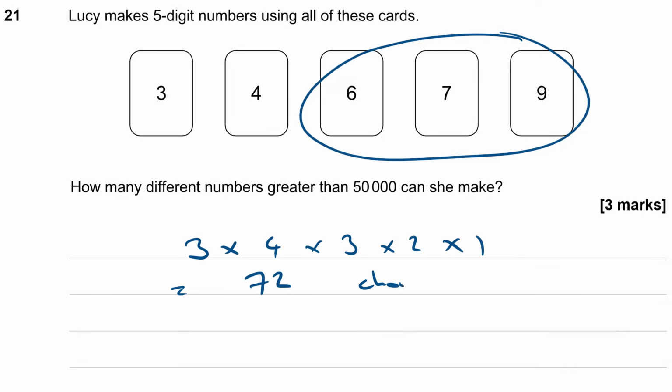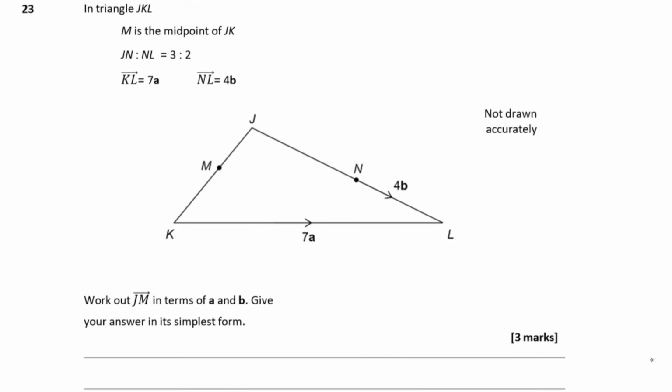In triangle JKL, M is the midpoint of JK, JN to NL is in the ratio of 3 to 2, and we're told that the vector KL is 7a and the vector NL is 4b. Okay, work out the vector JM in terms of a, b, give your answer in its simplest form. So what we need to do is find this vector here then, isn't it? Okay, we need to find that one.